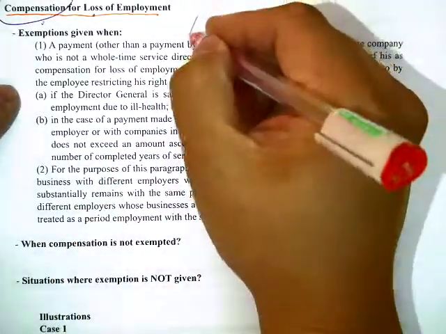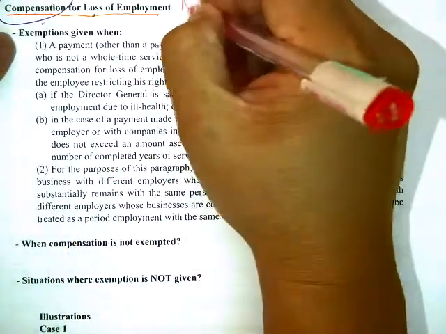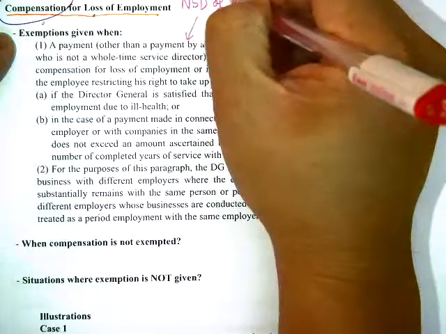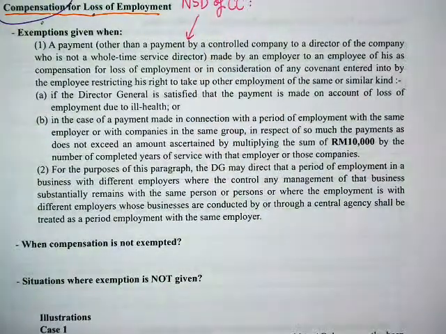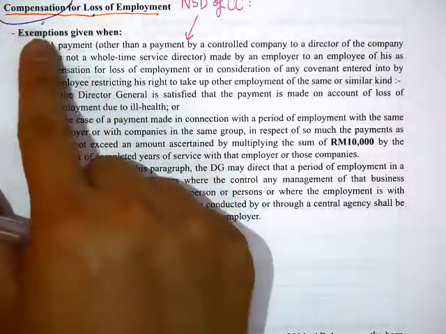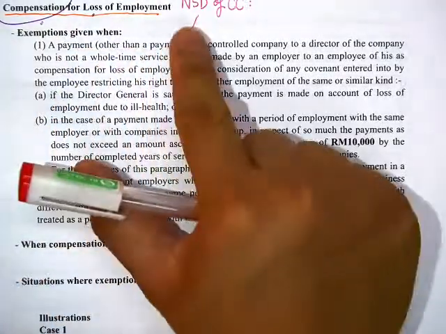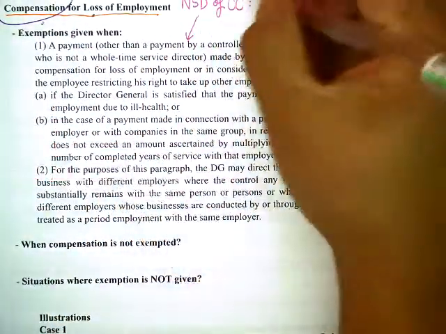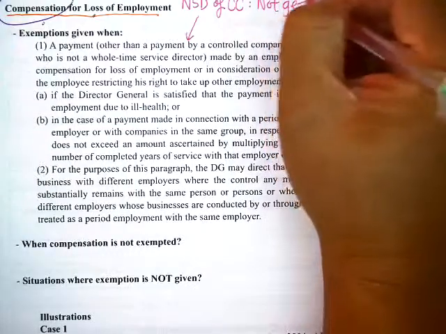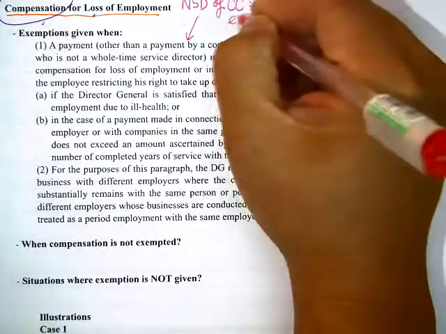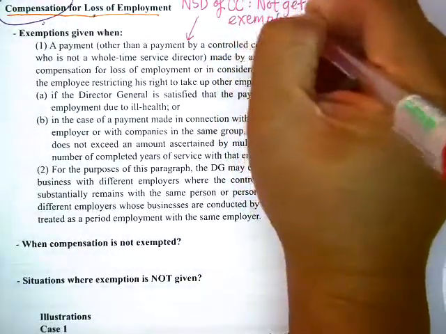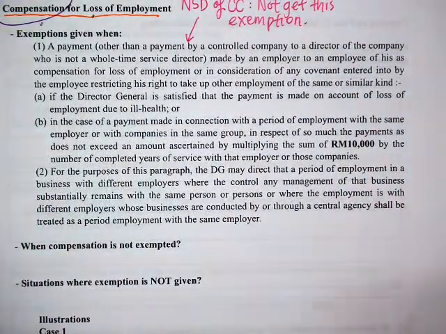Now, that means the exclusion is if you are a non-service director of control company, because the exemption says other than this person. So that's why if you're a non-service director of control company, you will not get this exemption. So it will not be given to you.